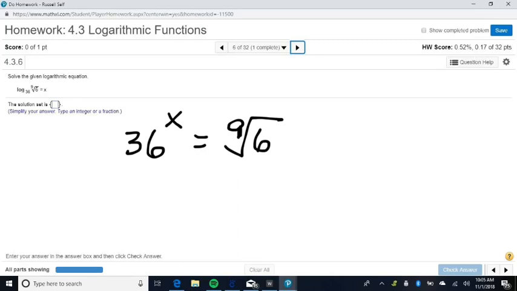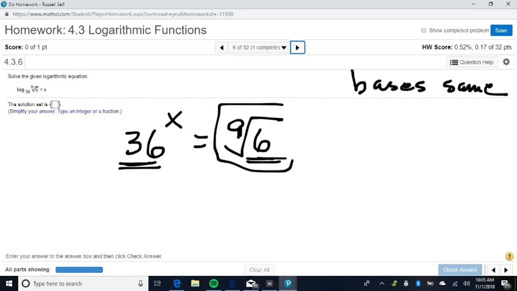So what we have to do then, in order to solve this, is we need these bases to be the same, right? So the bases need to be the same. A couple things are happening here. We have a base of this radical is 6, but this is a 36. So I need to change both sides. I can't leave this radical, and I don't want this to be a 36.